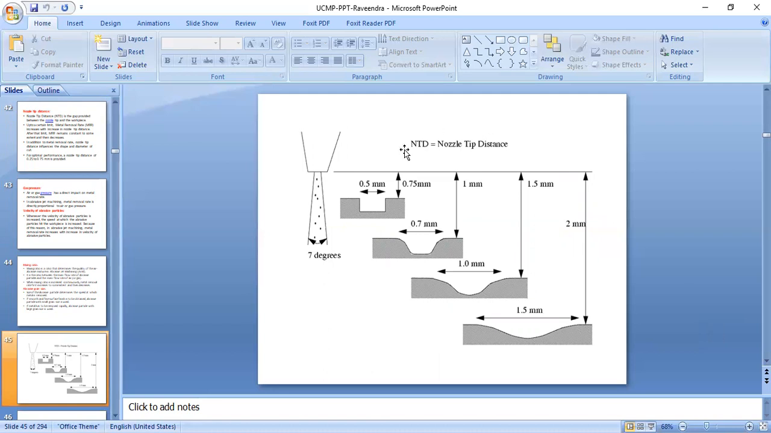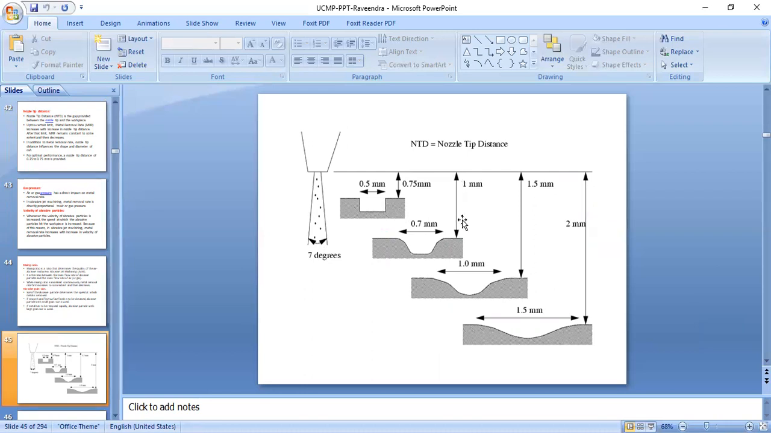In the first figure, this is the nozzle and this is the jet which is coming out from the nozzle. At the tip of the nozzle, the diameter is less, and the jet diameter goes on increasing as the distance increases from nozzle to workpiece. It is going to flare. It is going to diverge. This is the hole produced by the jet at a nozzle to plate distance of 0.75 mm. This hole is 0.5 mm in diameter.